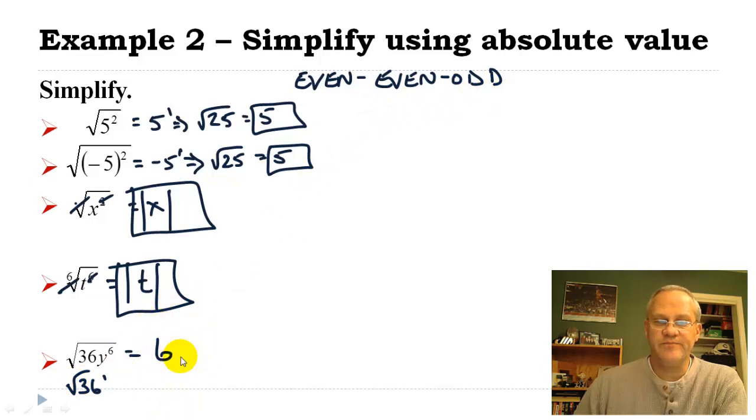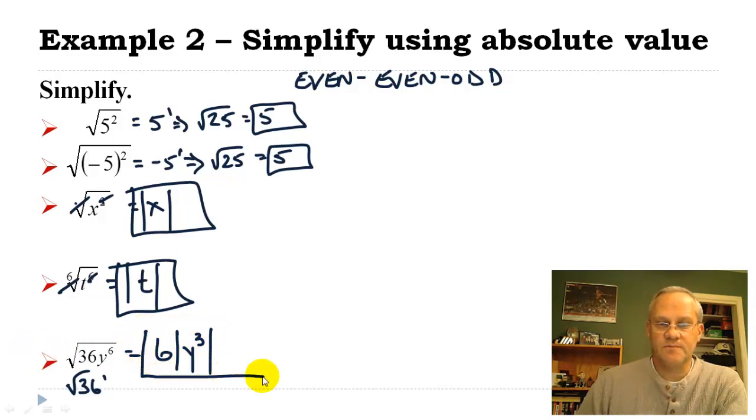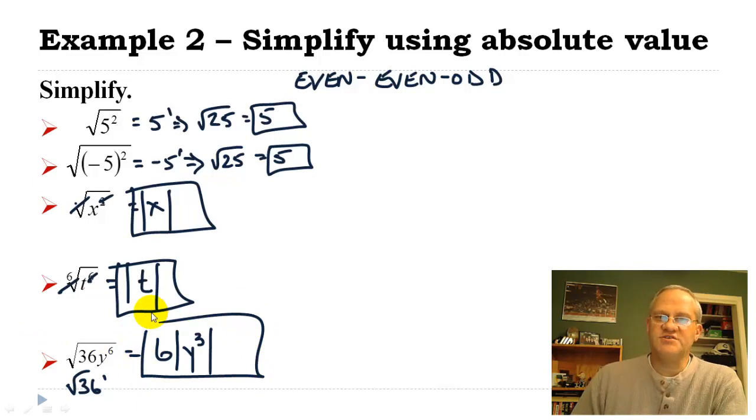So 6 is fine, but then 6 divided by 2 is y to the 3rd, but we had even, even, odd, so the y to the 3rd has to be put in absolute values there. Okay? So just kind of watch out for that.